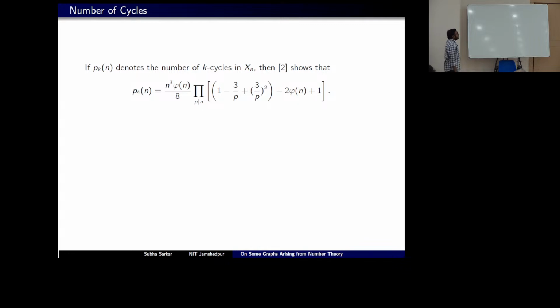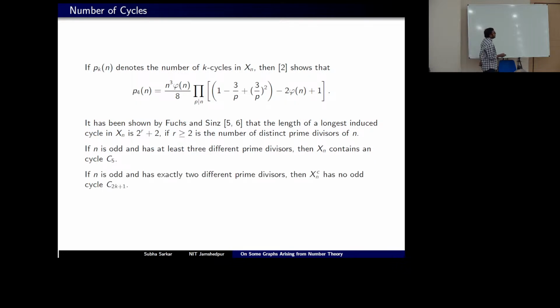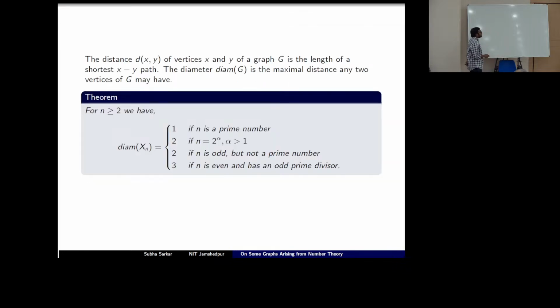Now it is also known that if I denote P_k(n) to be the number of k-cycles, then the number of four-cycles is given by this formula. And we know the length of the longest cycle, which is given by 2 to the power r plus 2, where r is the number of distinct prime divisors. Now we know this result, these are some results we know. I am not going to say all those things.